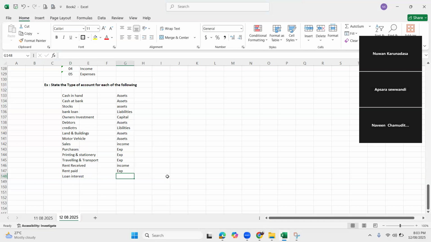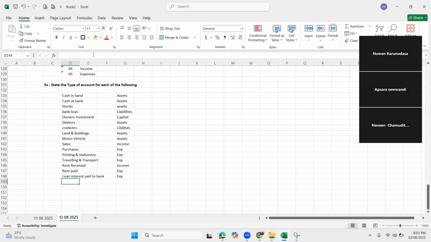Then loan interest. What is it? Think. Income? To whom? Us. Why? We have taken a bank loan. We pay the loan interest. We pay interest. Yes. Loan interest paid to bank. Expense.